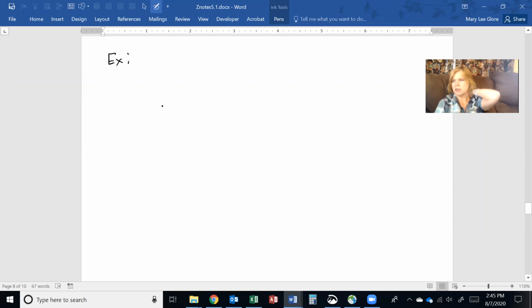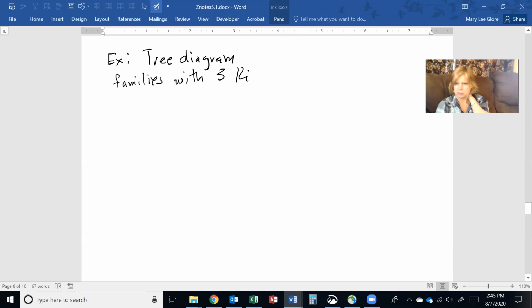All right, we're going to do another example, and I'm going to do it with what's called a tree diagram. Let's say I want to calculate a probability. We're going to look at families with 3 kids, and I want to know the probability that a family with 3 kids has 2 boys and 1 girl.